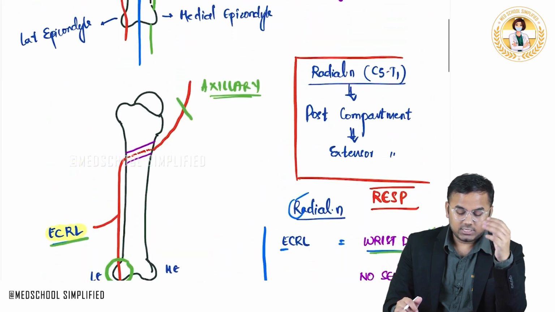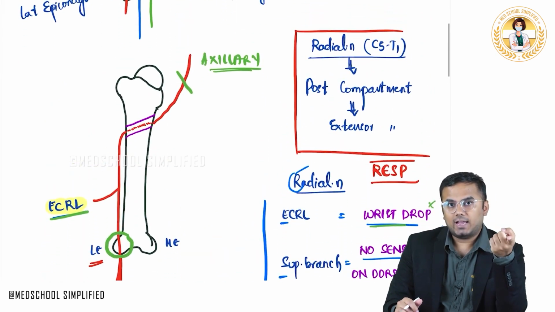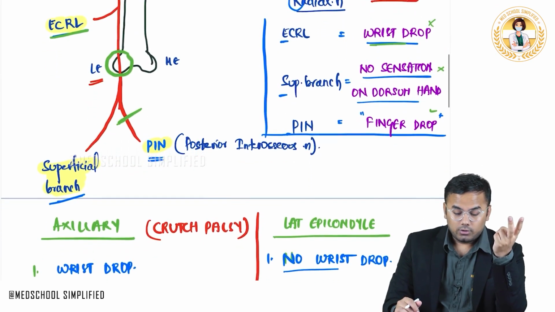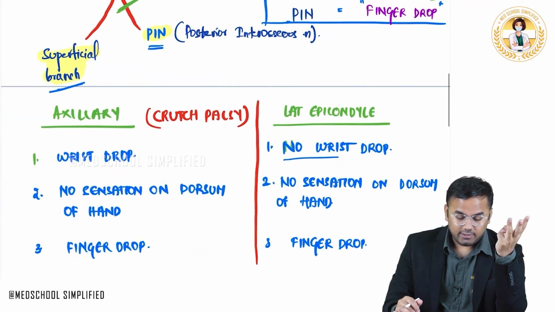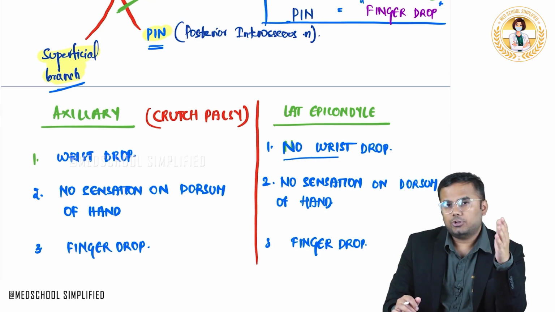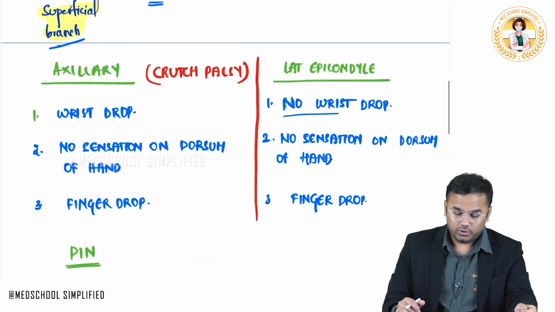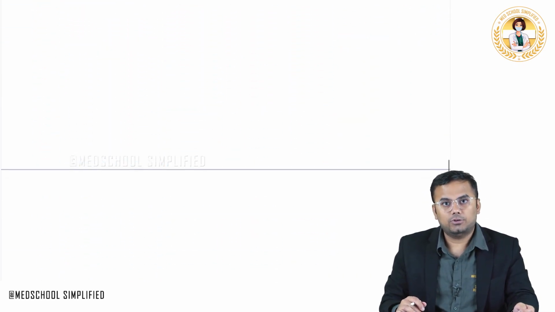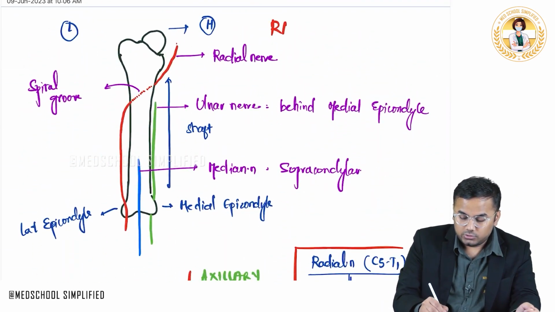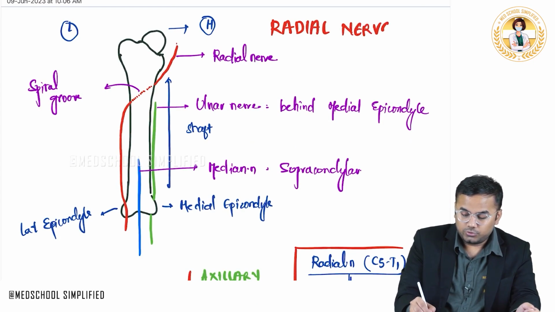So here we discussed at three levels. One is at the level of axilla, at the level of the elbow, that is lateral epicondyle, and at the level of isolated injury of posterior interosseous nerve. Okay, so these are the three important things which you need to know regarding the topic radial nerve injury. Okay, so this is the topic of radial nerve injury.